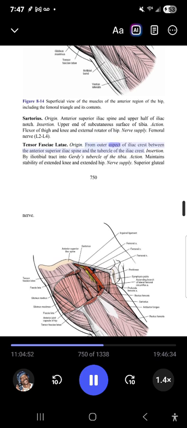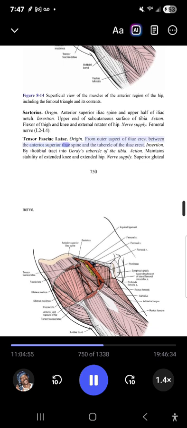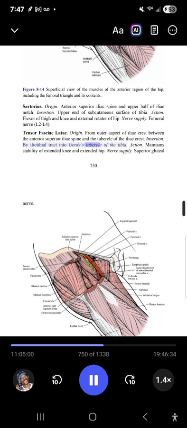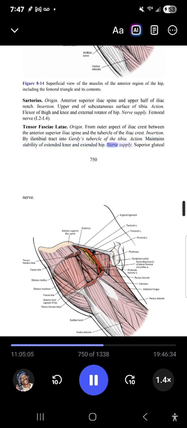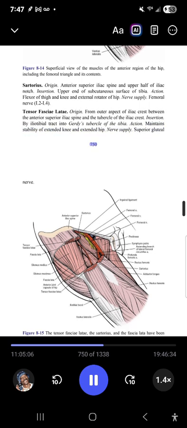Tensor fasciae latae. Origin. From outer aspect of iliac crest between the anterior superior iliac spine and the tubercle of the iliac crest. Insertion by iliotibial tract into Gerdy's tubercle of the tibia. Action: maintain stability of extended knee and extended hip. Nerve supply: superior gluteal. 750.